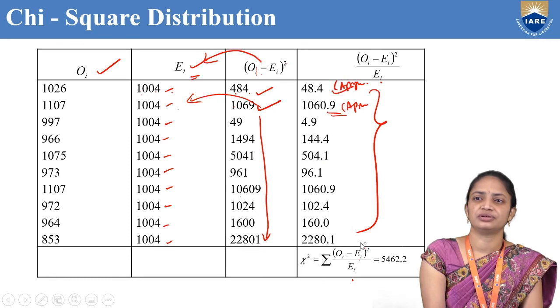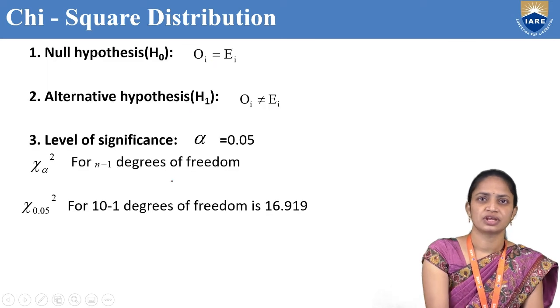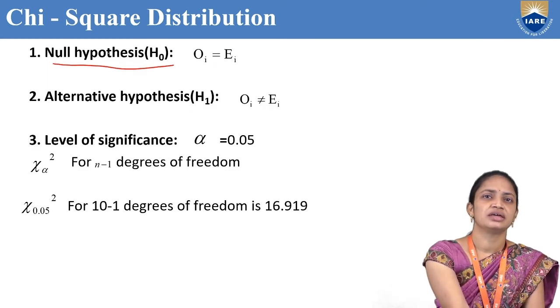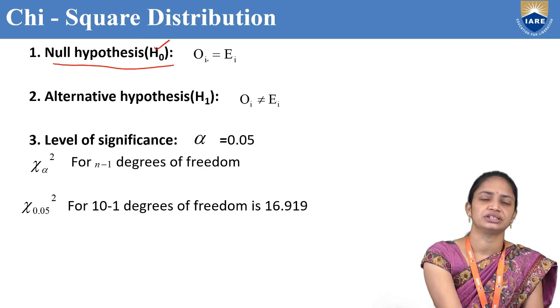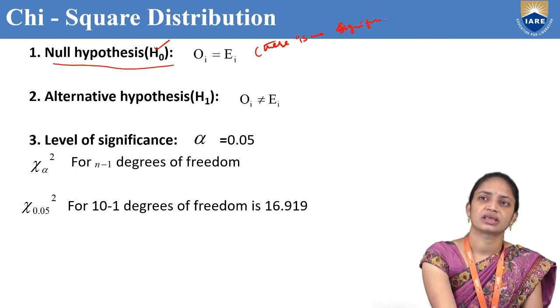So chi-square equals summation (OI minus EI) whole square by EI. That value is 5462.2. Next we need to set up the null hypothesis. The null hypothesis is denoted with H naught, that is OI equals EI. That means there is no significance difference between observed frequencies and expected frequencies.